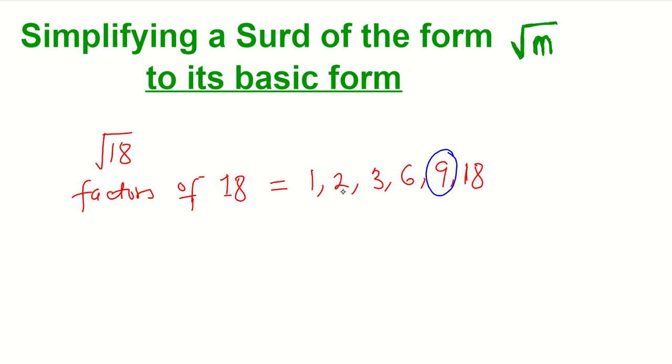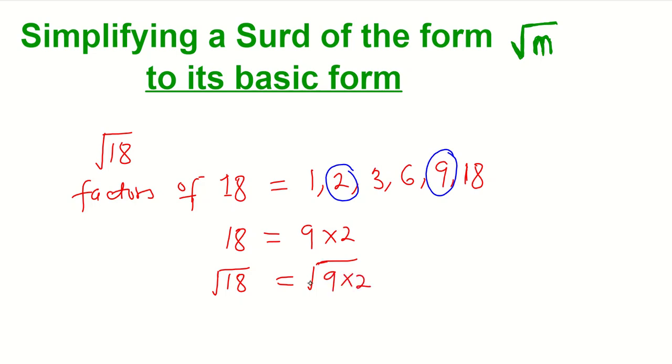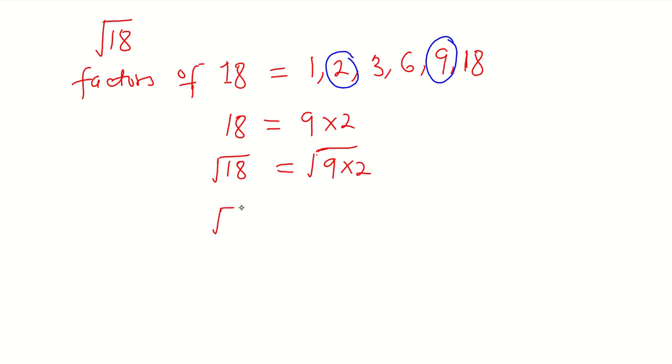When we take 9 and 2, 9 times 2 gives us 18. So we can say that 18 is equal to 9 times 2. Meaning 9 is a perfect square, and the non-perfect square number is 2, which when multiplied by 9 gives back 18. Now we want to simplify the square root of 18, which is the same as the square root of 9 times 2. In simplifying it, the root affects the two numbers, so we have the square root of 9 and the square root of 2. The square root of 9 we know to be 3. So when we find the square root of 9, we get 3 multiplied by the square root of 2.